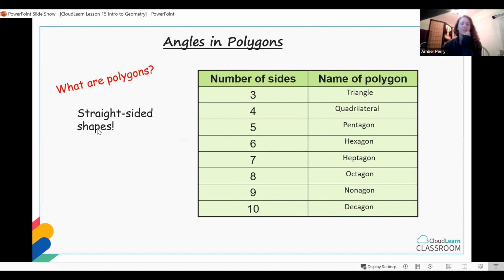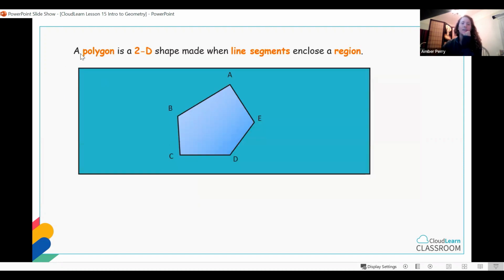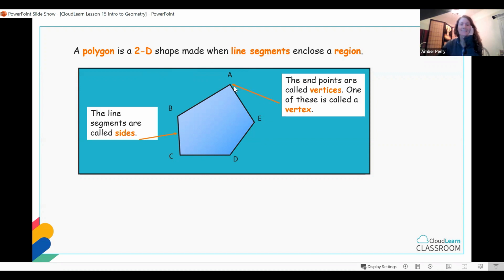What are polygons? There we go. They are straight-sided shapes. Okay. Here is one. So a polygon is a 2D shape. That just means it's in 2 dimensions. Made when line segments meet each other and enclose a region. That's a technical name, but basically it's just a shape. All right. The sides and then the vertices, the corners are vertices.